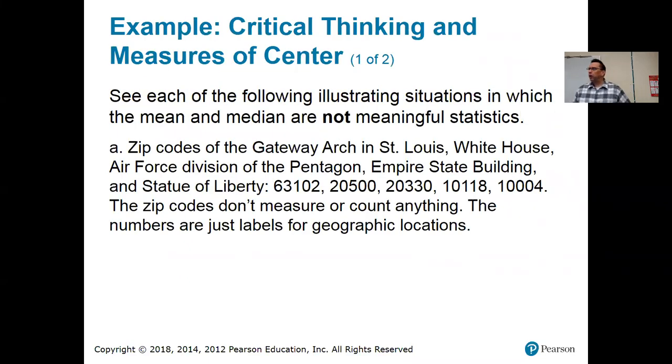All right, zip codes. Zip codes are a good example of, well, they're really qualitative data, because yes, they're numbers, but they don't really make any sense as numbers. They don't measure anything or count anything. So you would never think about adding a bunch of zip codes together and dividing by 5. That just wouldn't make any sense.